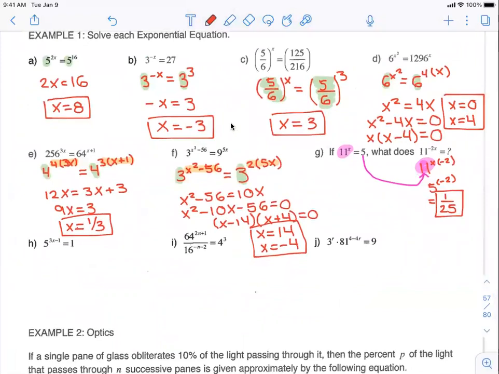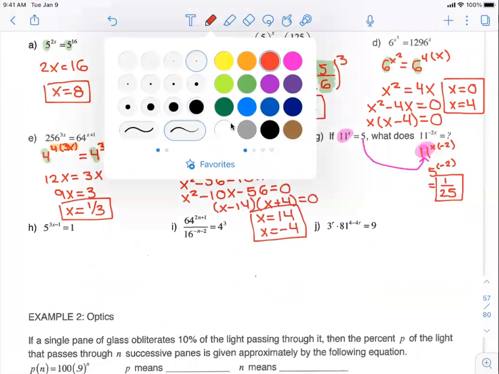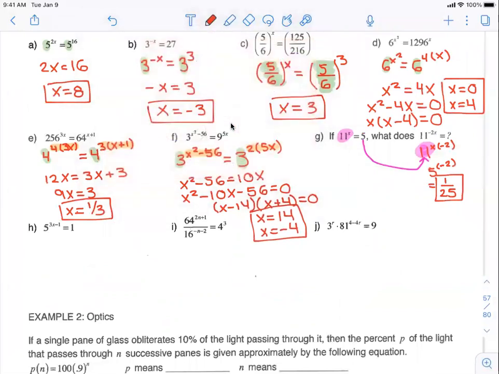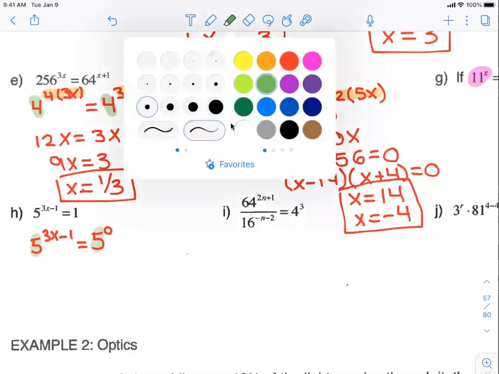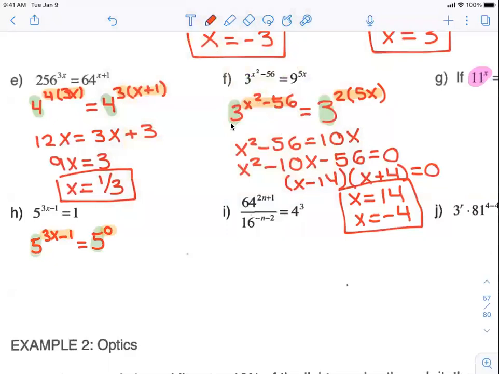Letter H has an exponent rule in it. Right now, the bases are not equal. You need them to be the same. And you might be like, well, how do I get them to be the same? Anytime it equals 1, you can go ahead and say that that is any number to the 0 power. So remember, any number to the 0 power is 1. So now that we've done that, we can go ahead and say the bases are the same. And since the bases are the same, I can set the exponents equal to each other. So 3x minus 1 equals 0. Add 1, divide by 3, and x is a third.